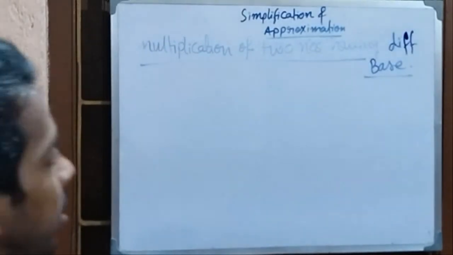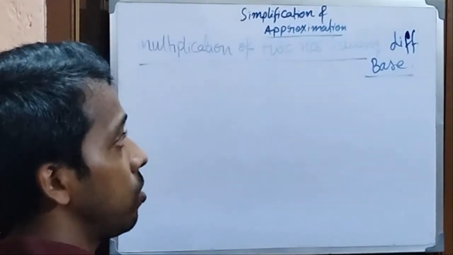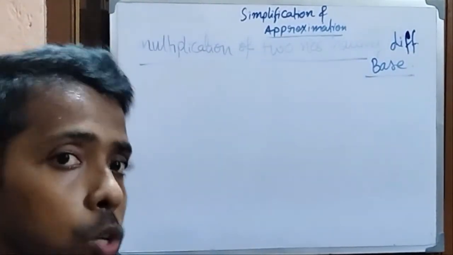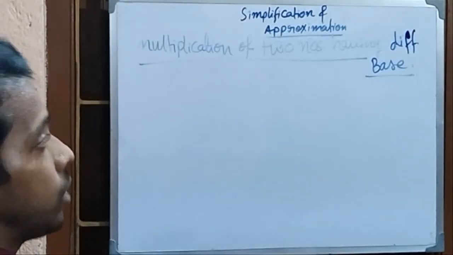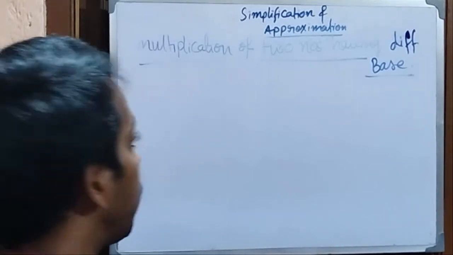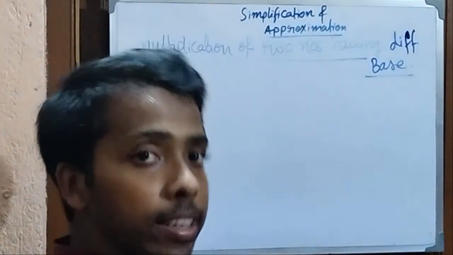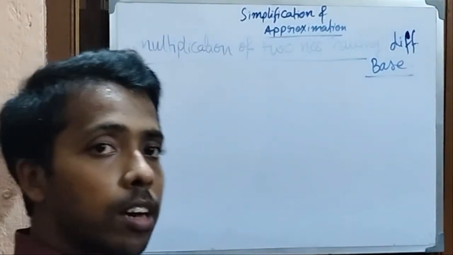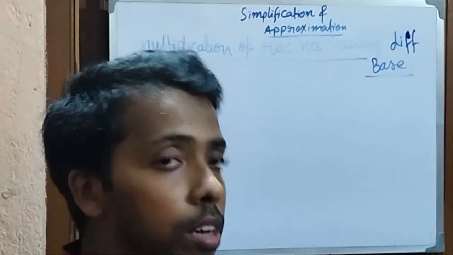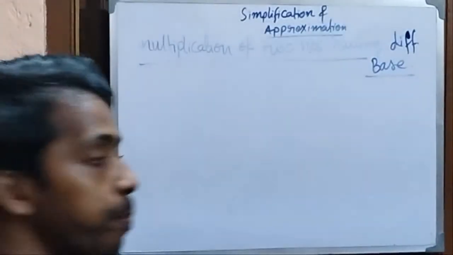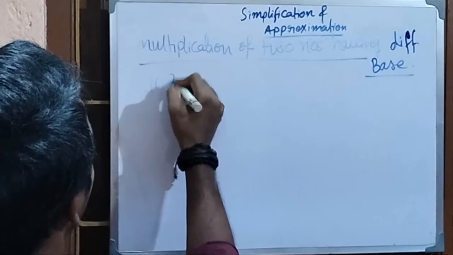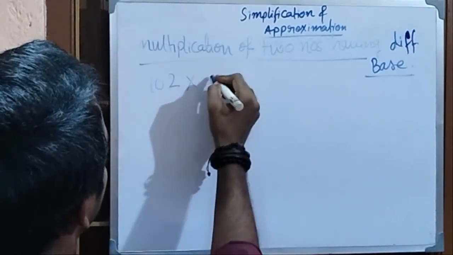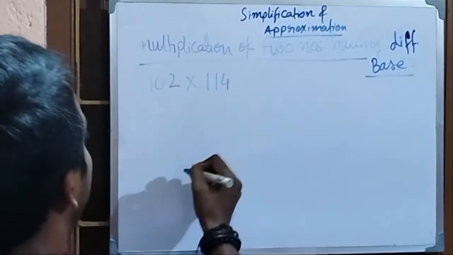And two-digit number multiplication is very easy, or using the basic maths technique you can solve it, but I am moving to different base and how will you solve it. I am taking examples, and on the basis of that I will help you to understand the process better. Okay, so first example, 102 into 114.